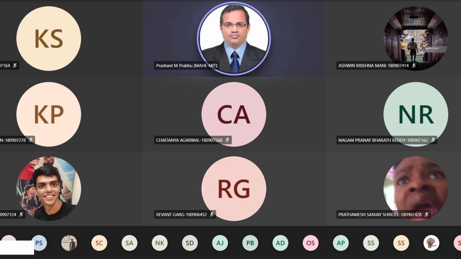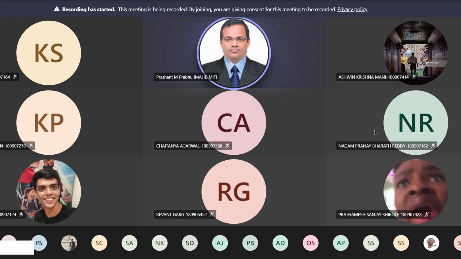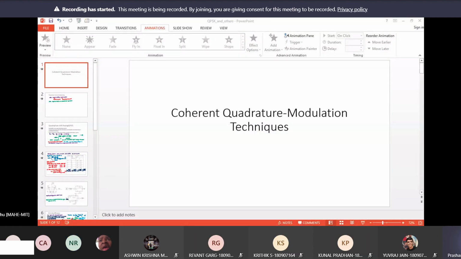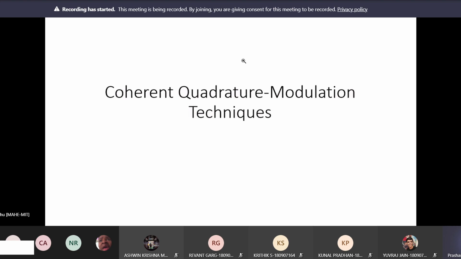Next I will move on to the passband modulation scheme. I will start recording again, and this recording is for the passband modulation scheme. Quadrature modulation techniques are one of the passband modulation schemes.